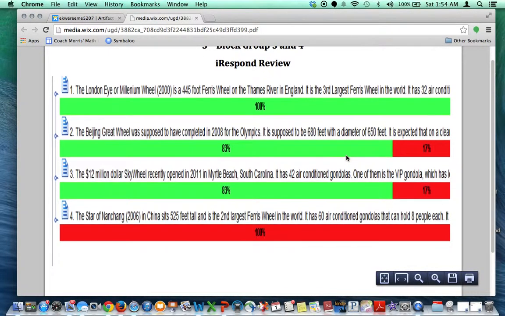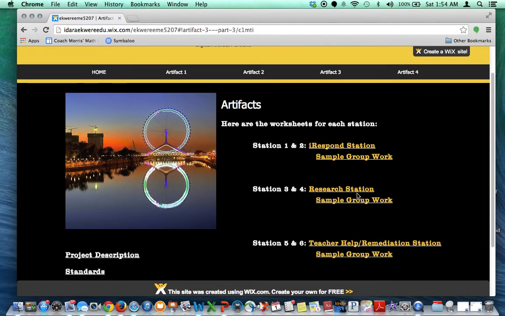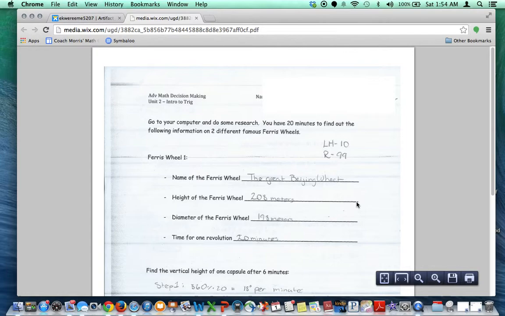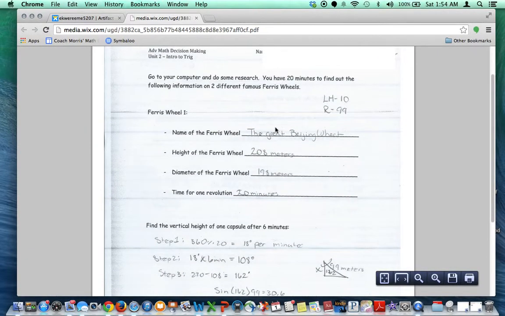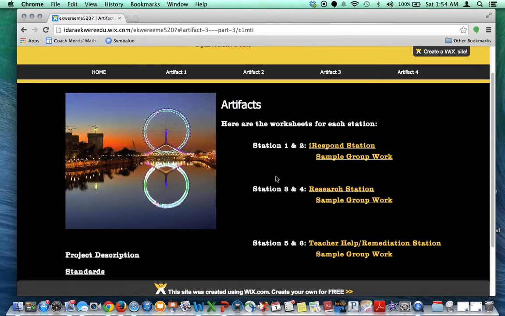This is the results of the first station where they were utilizing their iRespond to go through a PowerPoint presentation. This is a real life Ferris wheel. They looked at the Great Beijing Wheel, found the real height and diameter, and then found the vertical height after 6 minutes.